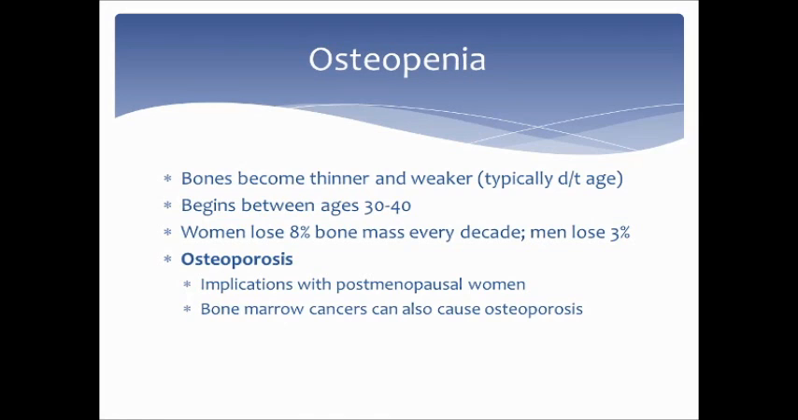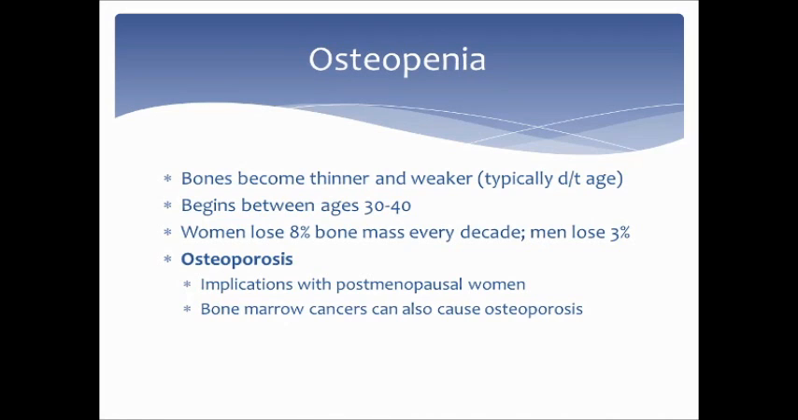Women lose 8% of bone mass every decade, men lose 3%, so it's no shock that women are way more at risk for osteoporosis. Osteoporosis is a more significant form of osteopenia. It's called osteoporosis because it looks like pores have formed in the bones. They have become so weak.